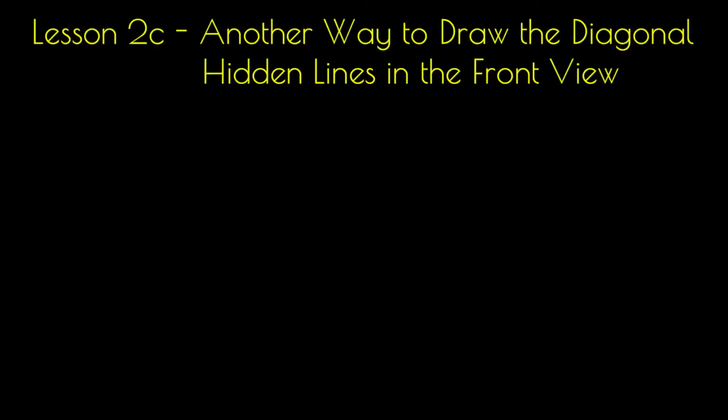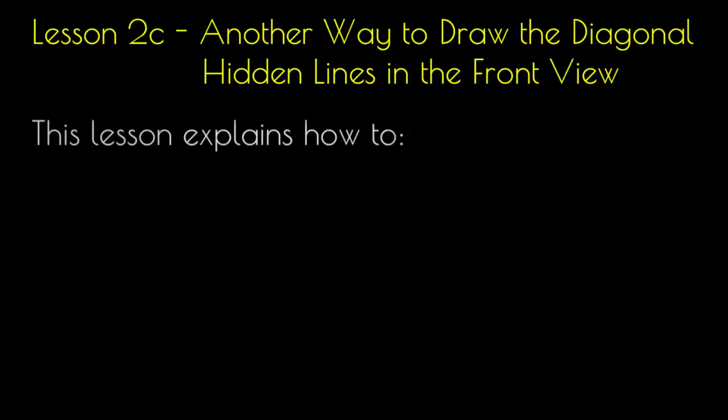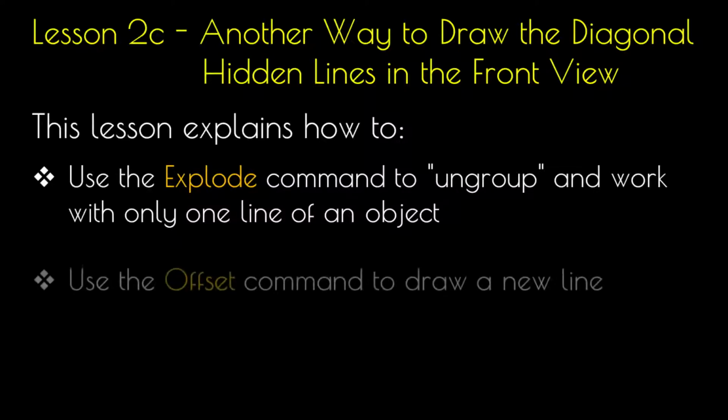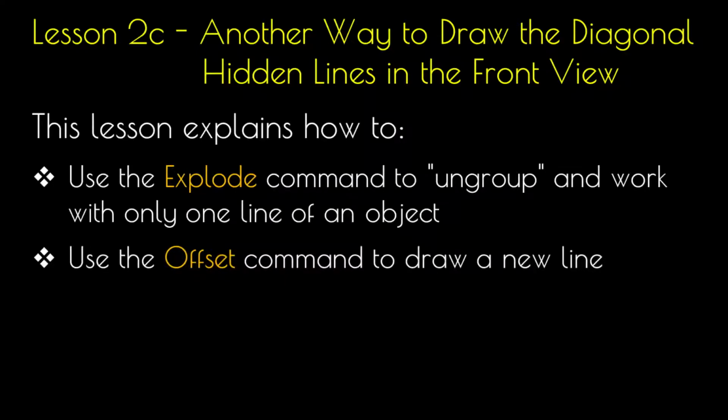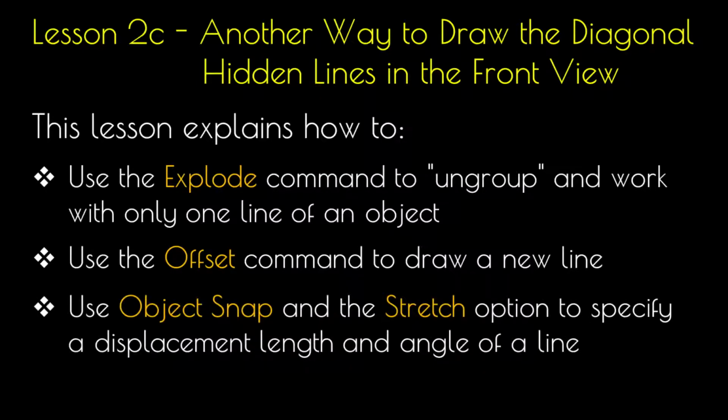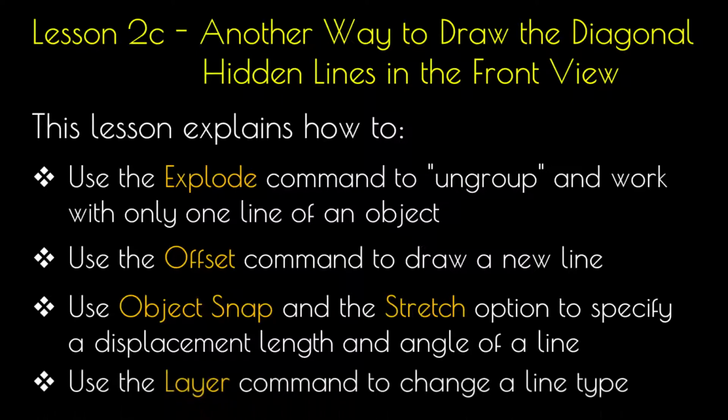Lesson 2C, another way to draw the diagonal hidden lines in the front view. This lesson explains how to use the explode command to ungroup and work with only one line of an object. Use the offset command to draw a new line. Use the object snap and the stretch option to specify a displacement length and angle of a line. Use the layer command to change a line type.